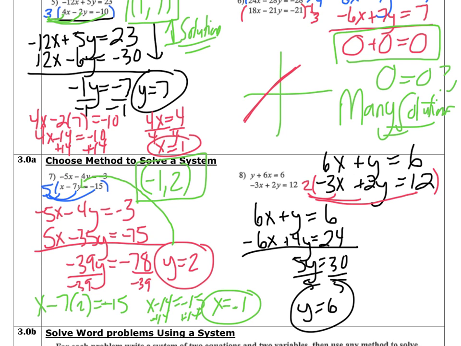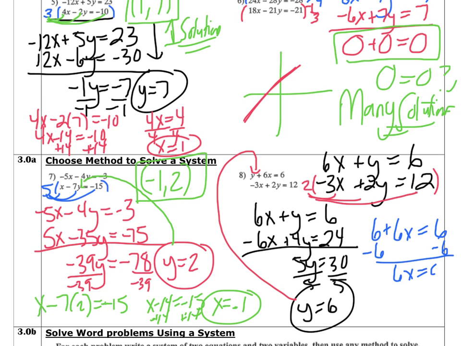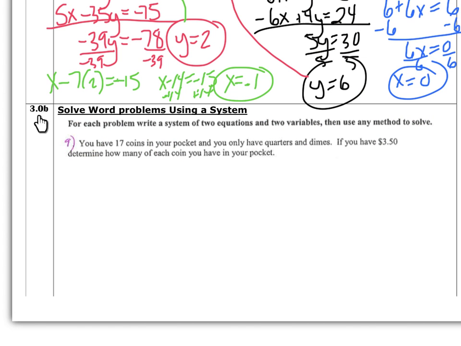If y is 6, I'm just going to take that value and put it right there. So then we get 6 plus 6x equals 6. I'm going to subtract 6 from both sides. That gives me 6x equals 0. If we divide by 6, 0 divided by 6 is 0. So the ordered pair answer here is the ordered pair 0, 6, the solution.